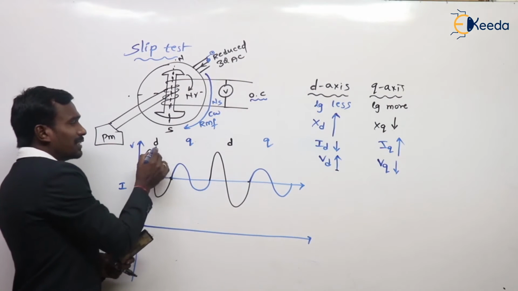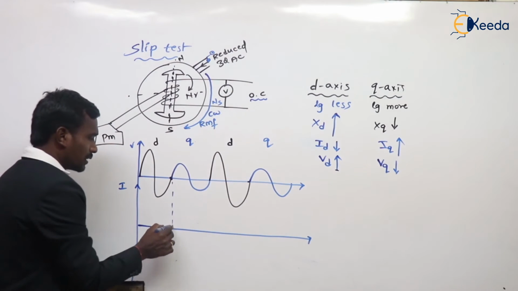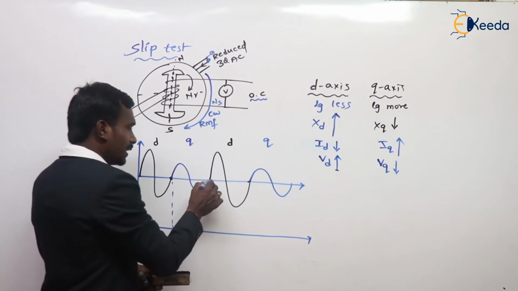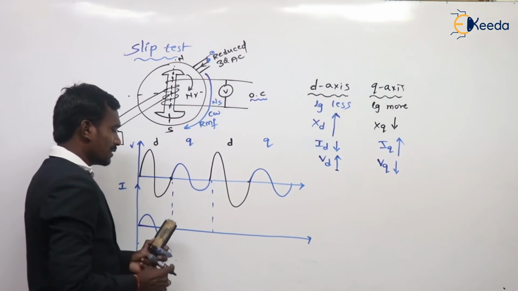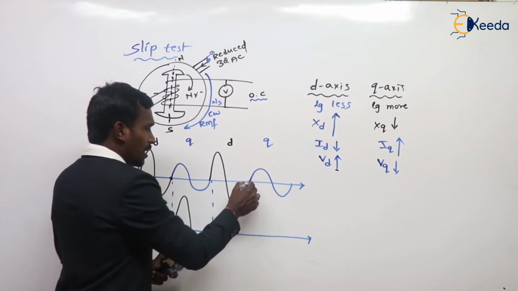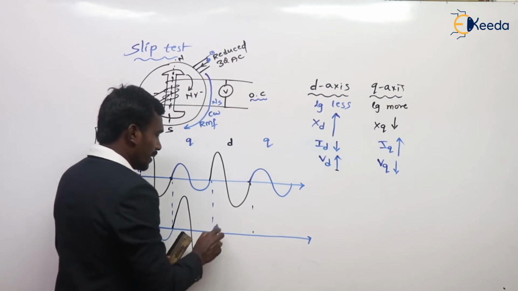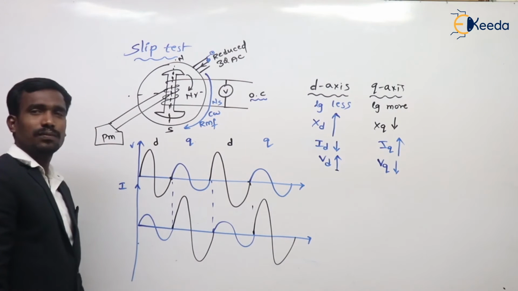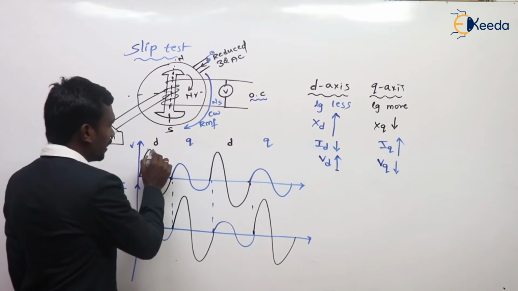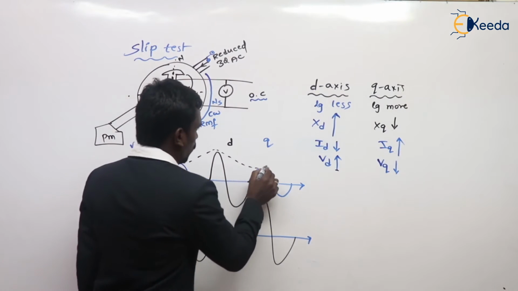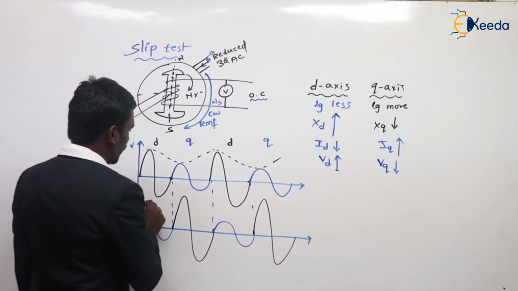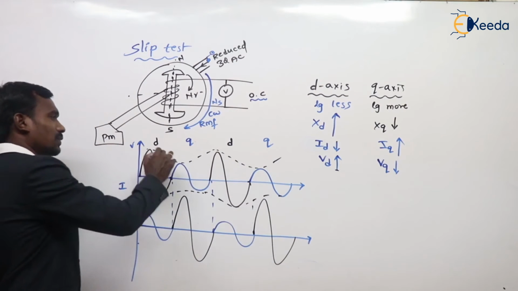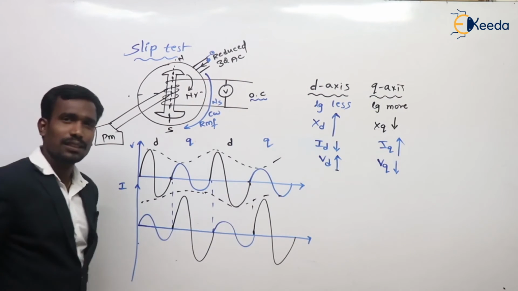When here along the d-axis the voltage is maximum, but the current is minimum. And here the current is maximum, and here the current is minimum again, and here the current is maximum, like this. So like this we have an overlapping, like this, overlapping. The wave shape is called, right?